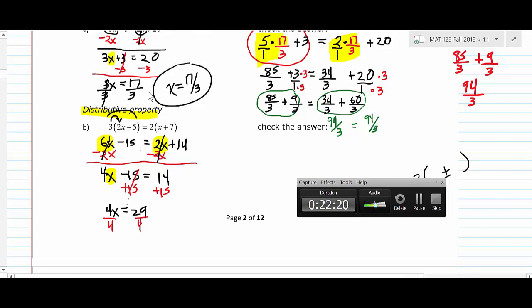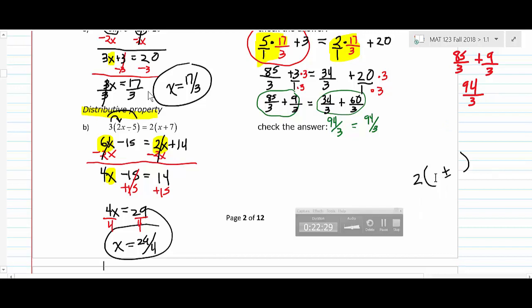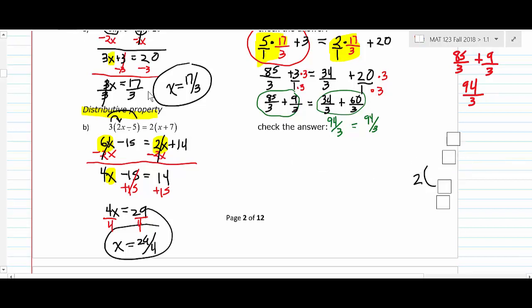Okay, so what we're going to have is x equals 29 over 4. You don't want a decimal or anything. That's what you want. Okay, no decimal needed. Just leave it that way. Okay, right? Now with this one, I'll take a little bit of different approach on the checking this time. So you could do this if you wanted to.